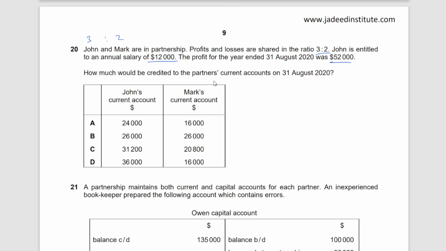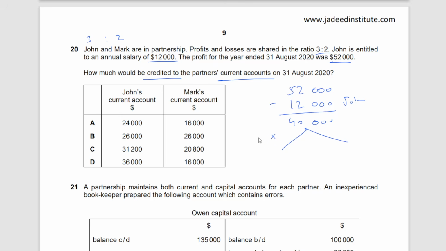How much would be credited to partners' current accounts? What is credited basically is what is entitled to the partner. So what goes to the partner? Well, the profit is 52,000. This 12,000 goes directly into the pocket of John. So this goes directly to John, belongs to John. This cannot be distributed among them. This can be distributed, this 40,000. Well, now let's distribute it.